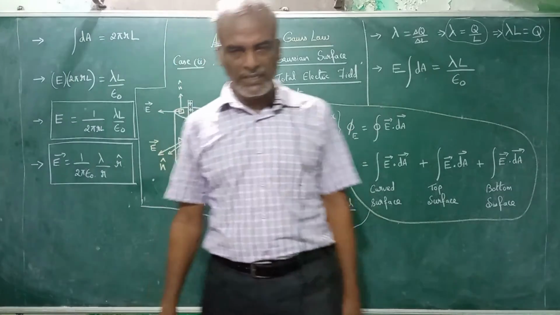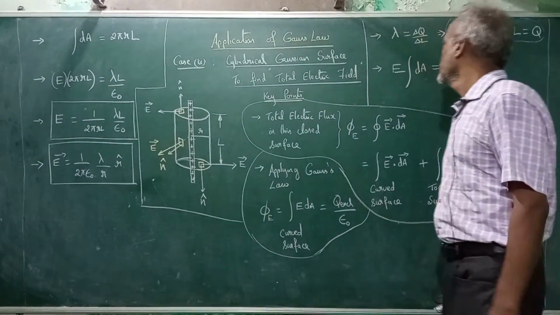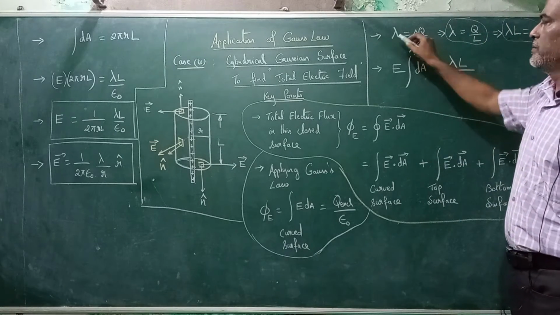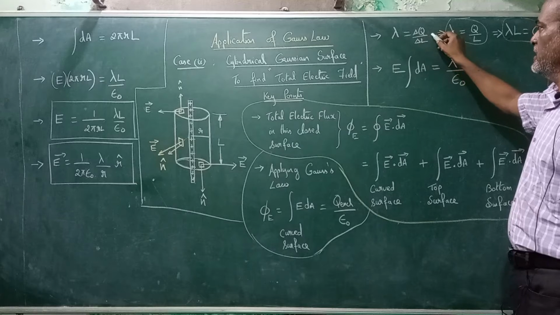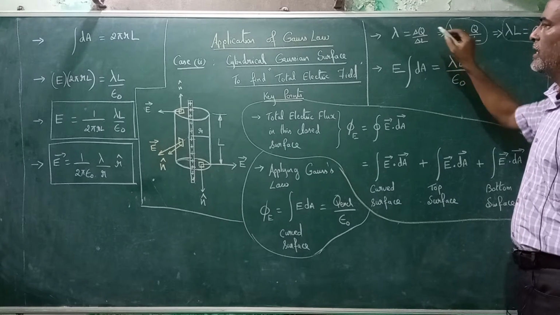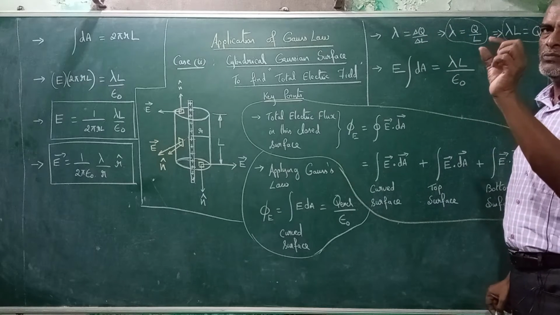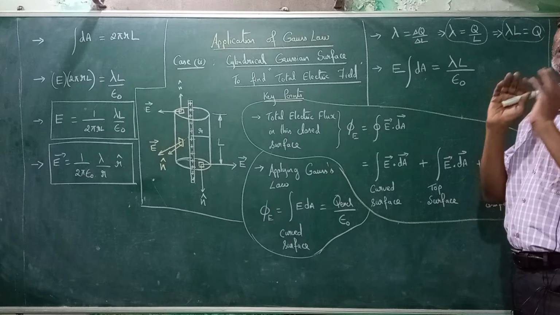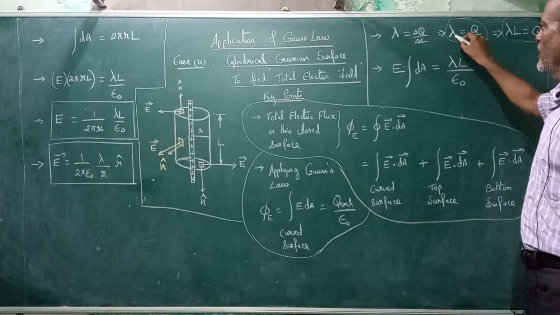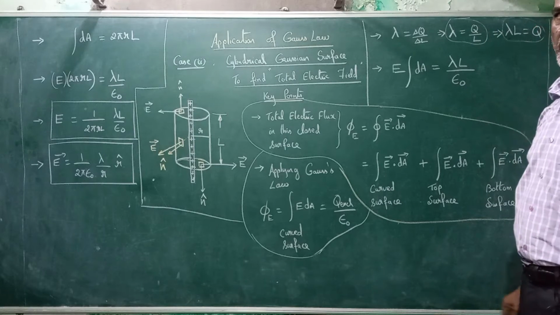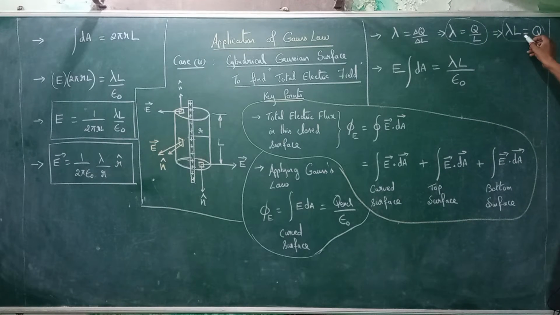Okay, but then we know lambda, linear charge density, which is del Q by del L. This is for small charge, small length. Now we are considering the entire cylinder. That means it is lambda, which is Q by L. That means lambda L is equal to Q.